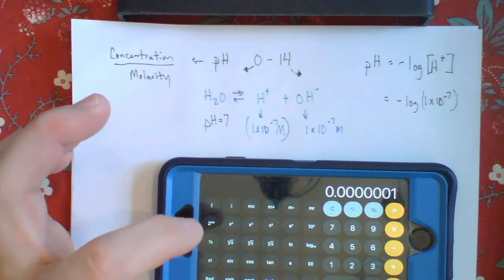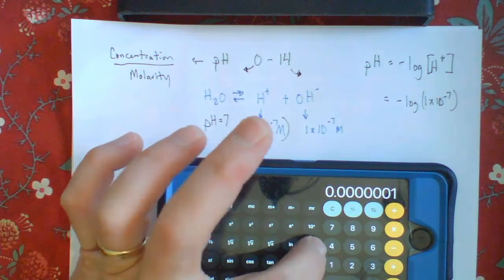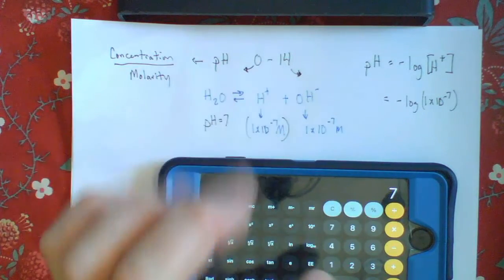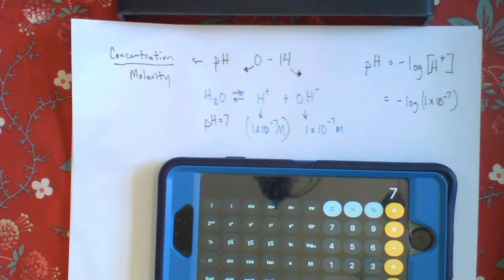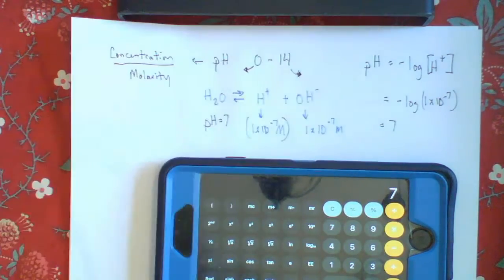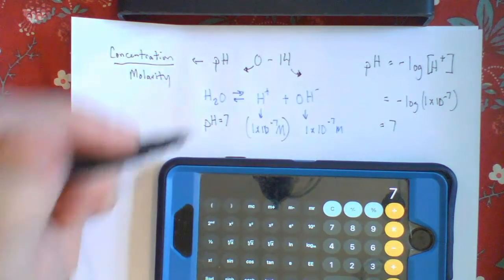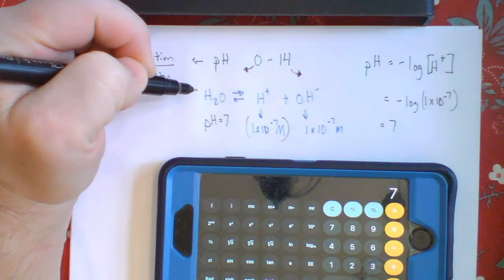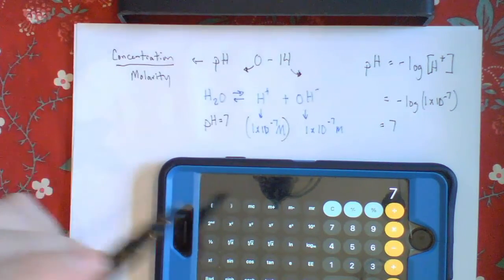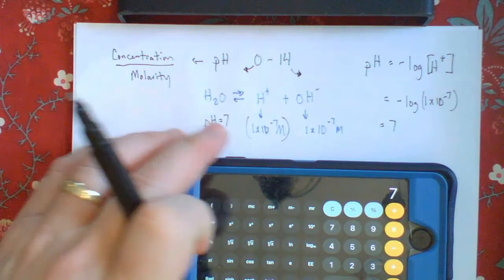And then I'm going to take the log of this, and then put a negative in front. The log of this is negative 7, so our pH is really 7. So that's what gets us to the neutral level. And that's why we say water is generally in the middle, and it's a slight shift from there that tells us where we're going to go.